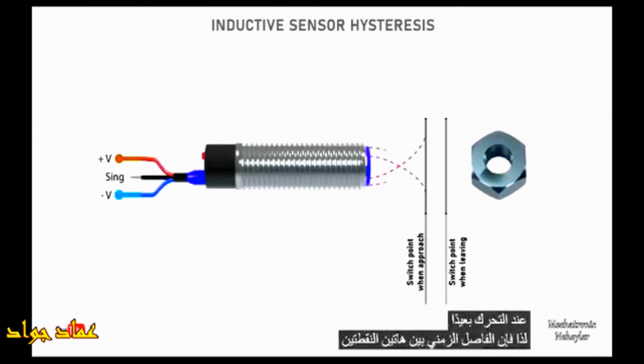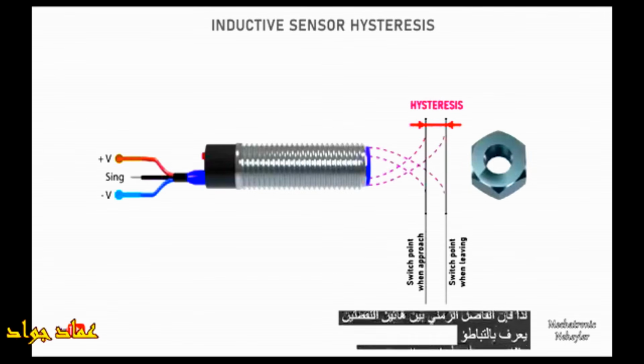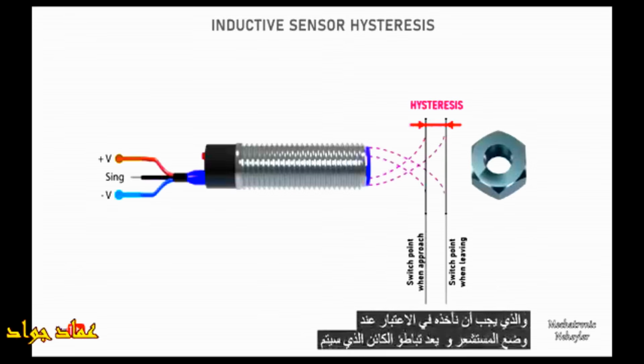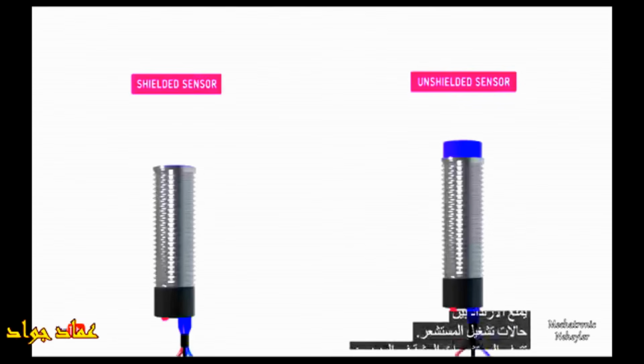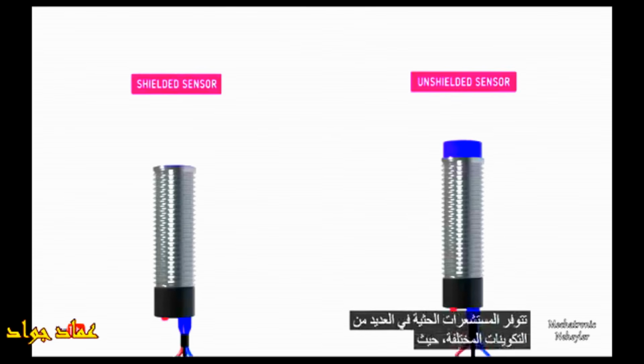So, the interval between these 2 points is known as hysteresis, which we must take into account when placing the sensor and the object to be detected. Hysteresis is important because it prevents bouncing between operating states of the sensor. Inductive sensors are available in many different configurations.